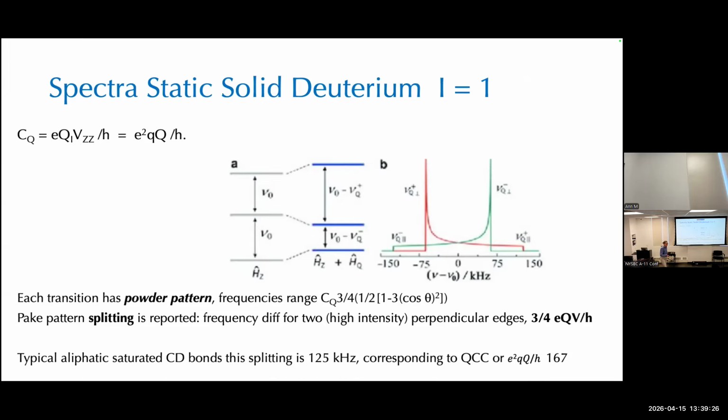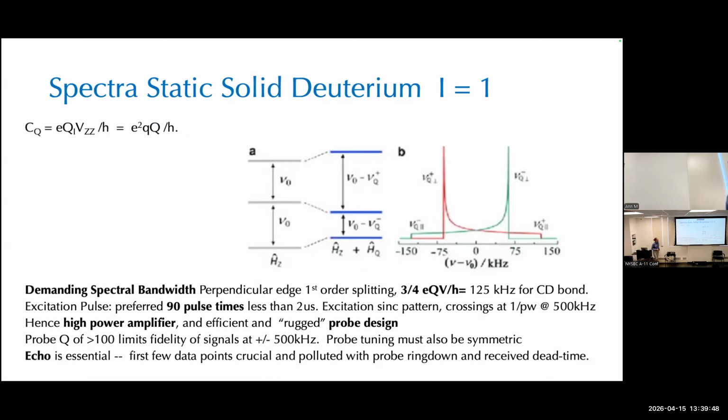Now, typical numbers, because we're going to be looking at proteins and nucleic acids, so you're going to have CH groups. If it's in a saturated environment, you expect that splitting to be about 125 kilohertz, and that corresponds to this fundamental constant being about 100. Pretty invariant. Now, I said something about this before briefly. It's demanding, this experiment. It's possible and demanding.